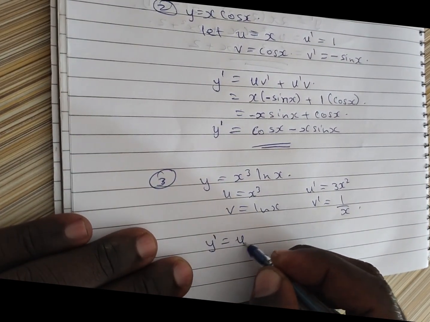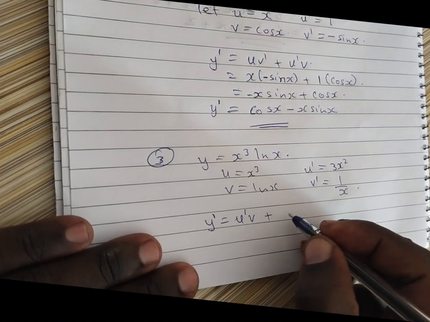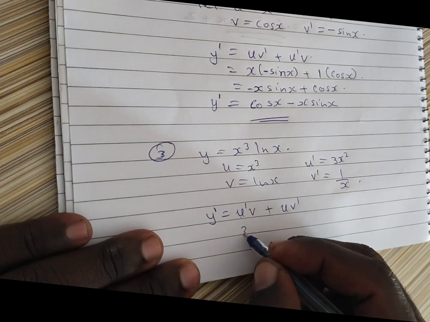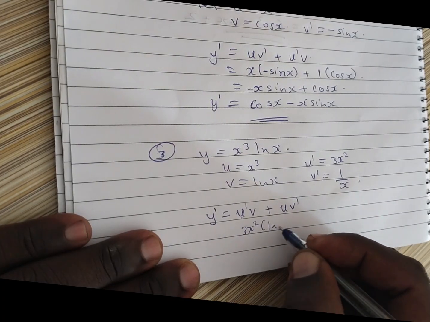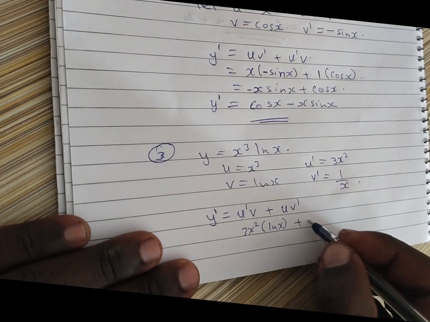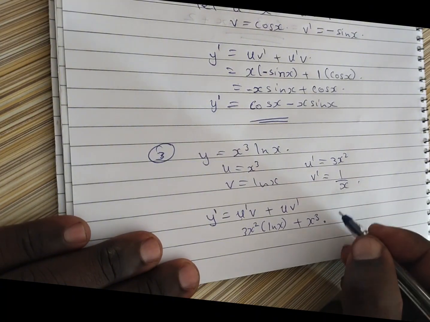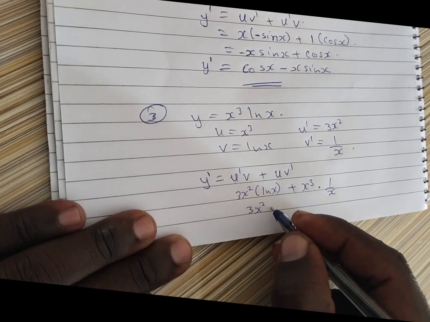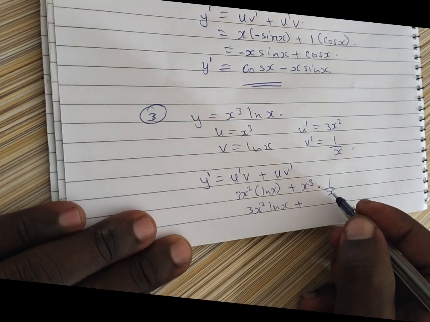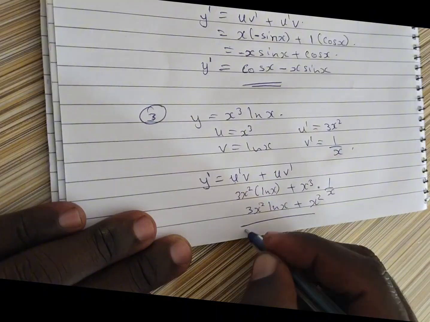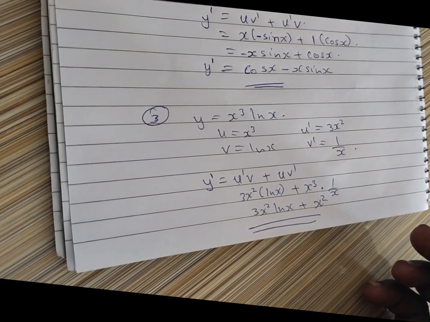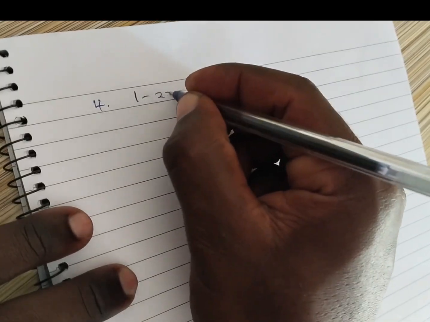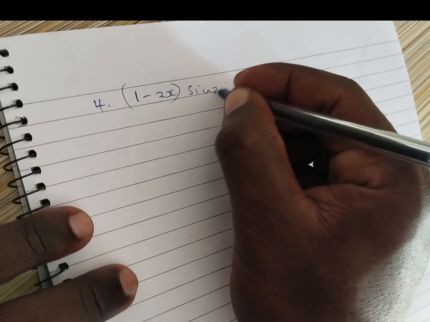is equal to u prime v plus u v prime, and this is u prime is 3x squared, v is natural log of x, plus u is x cubed, v prime is 1 over x. So this one will be 3x squared natural log of x plus, of course, this is x squared. Number 4, we have 1 minus 2x sin x.